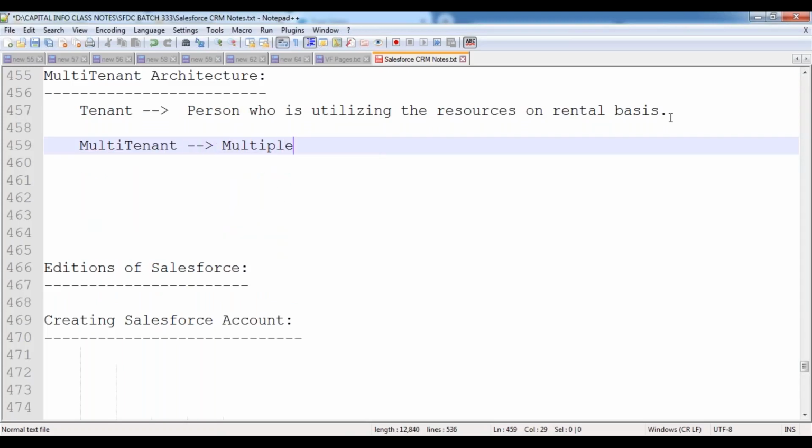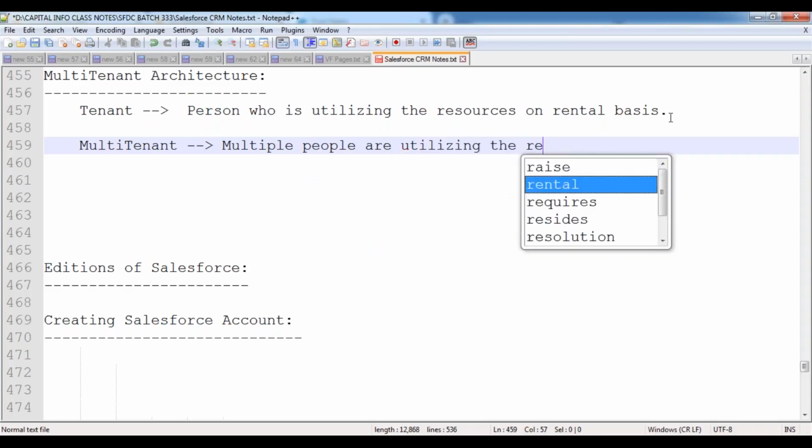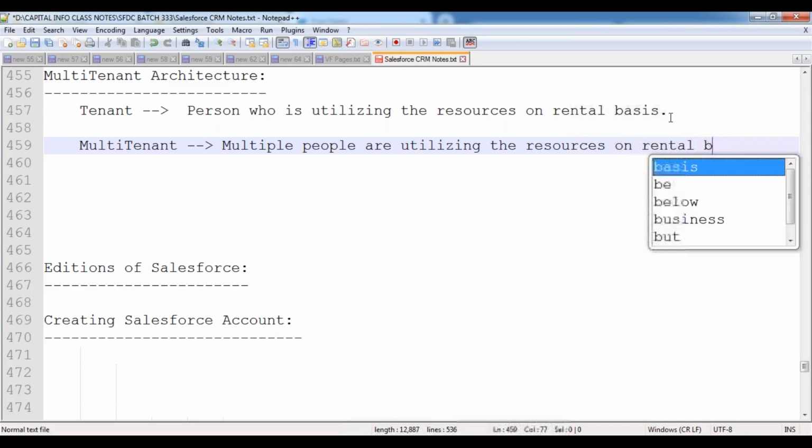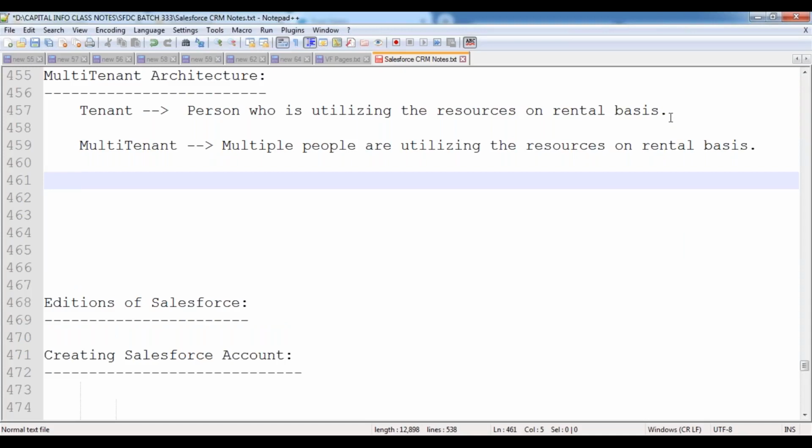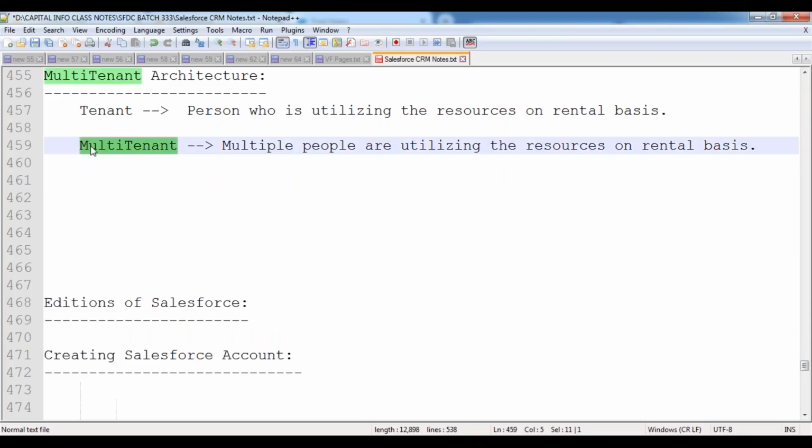Multi means multiple tenants. That means multiple people are utilizing those resources on rental basis. Those people are called multi-tenant. Tenant means the person who is utilizing the resource on rental basis. That may be an individual person, or it may be an organization. Multi-tenant means multiple people or multiple organizations who are utilizing the resources on rental basis.